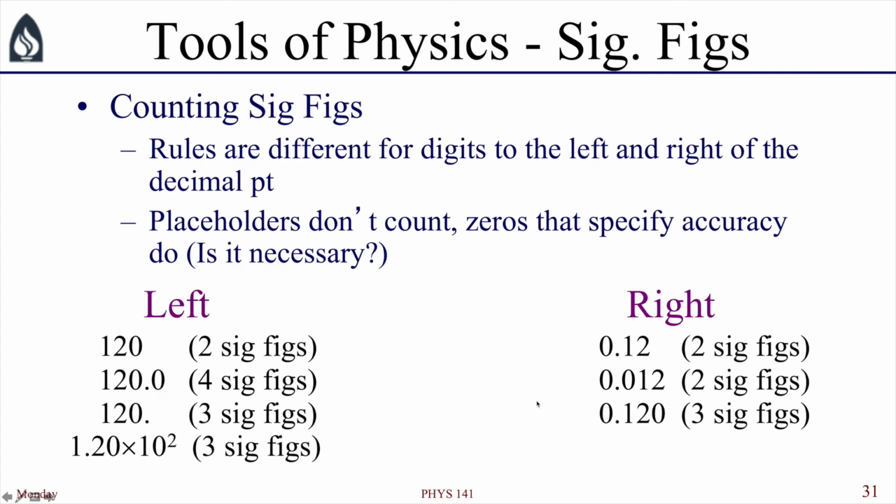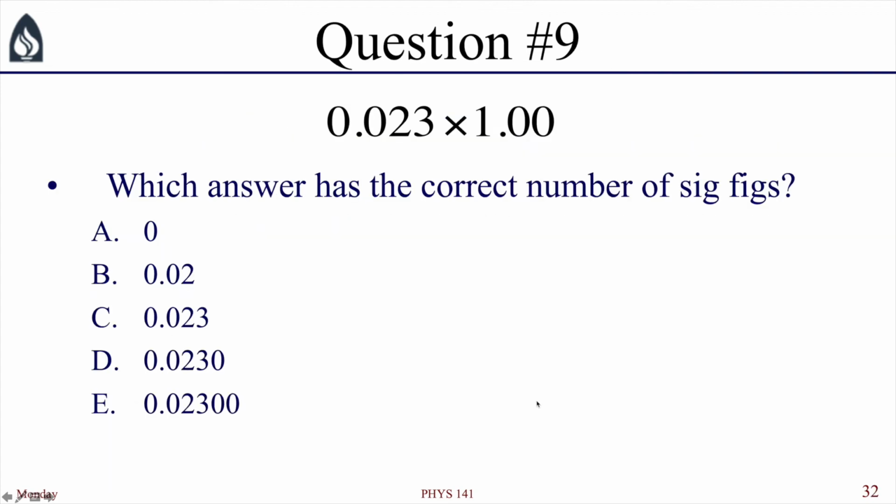So let's do some practicing. Here we have a multiplication of 0.023 times 1.00. Which answer would have the correct number of significant digits?